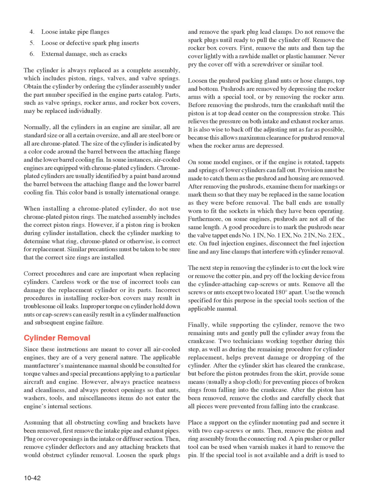Parts, such as valve springs, rocker arms, and rocker box covers, may be replaced individually. Normally, all the cylinders in an engine are similar: all are standard size or all a certain oversize, and all are steel bore or all are chrome plated. The size of the cylinder is indicated by a color code around the barrel between the attaching flange and the lower barrel cooling fin. In some instances, air-cooled engines are equipped with chrome-plated cylinders. Chrome-plated cylinders are usually identified by a paint band around the barrel between the attaching flange and the lower barrel cooling fin. This color band is usually international orange.